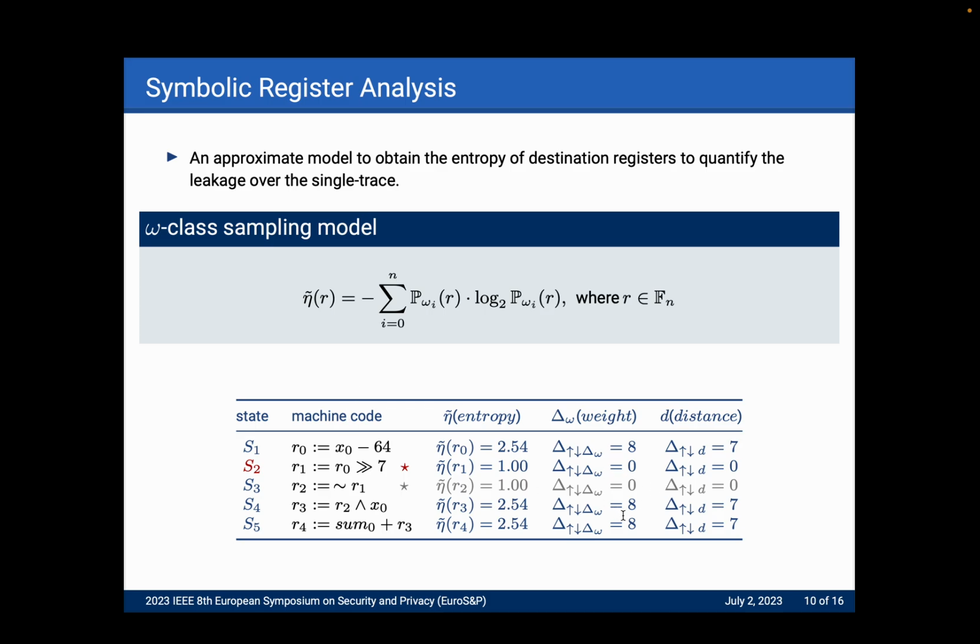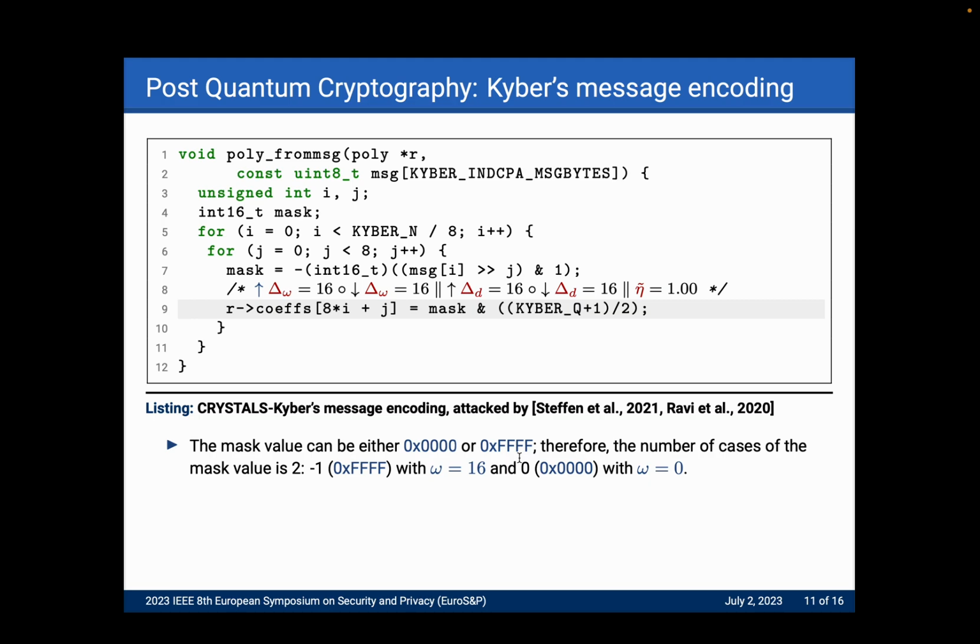Here on the same table that we discussed for the Hamming weight leakage model, S2 and S3 have an entropy of 1, whereas other states should have 2.54 according to the probability distribution of the 8 numbers. Now, at this point, let's get back to Kyber's message encoding case. Line 9 can take all ones having Hamming weight 16 or all zeros having Hamming weight 0. Therefore, the difference is 16 and the entropy is 1.